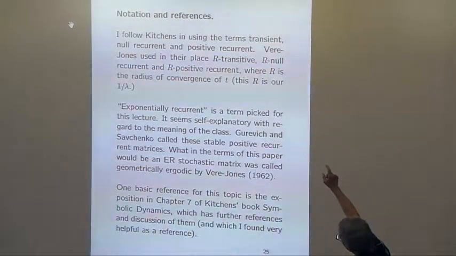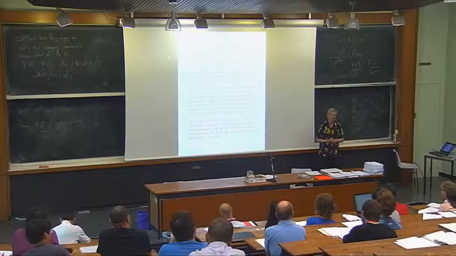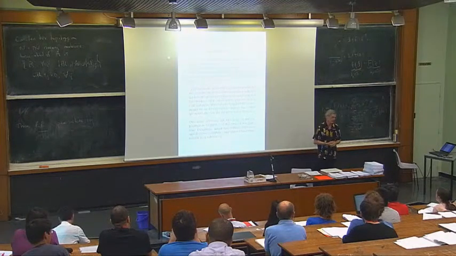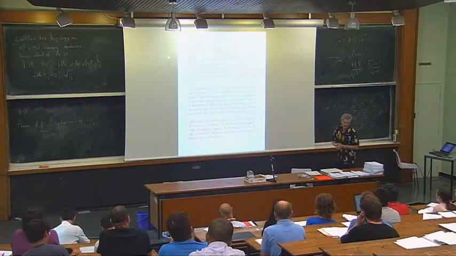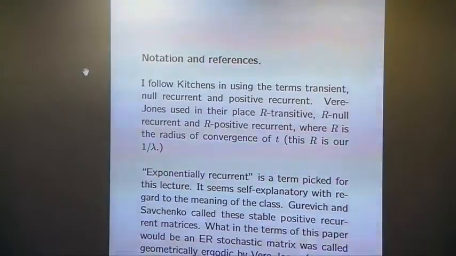As far as the exponentially recurrent goes, this is something I just wrote down for this lecture because I think it's easy to remember, and it's all about exponential convergence and exponential spectral gap. It's all about exponentialness. Now, for matrices, at least in '62, Vere-Jones had a paper on geometric ergodicity of Markov chains, and so for him, an exponentially recurrent stochastic matrix was geometrically ergodic. You know, geometrically, exponentially convergent in some sense.